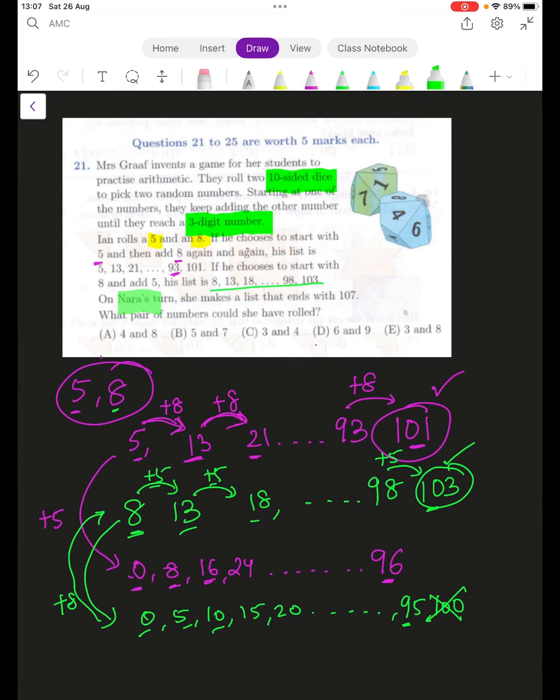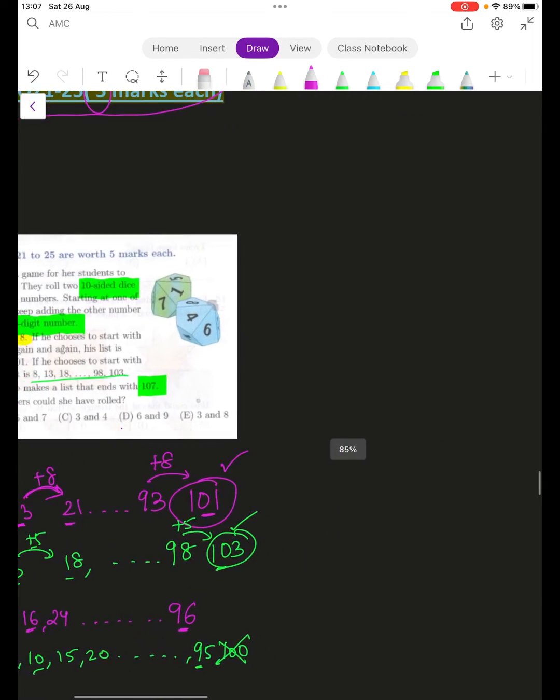Now, let's read the question. The question is, on Nara's turn, she makes a list that ends in 107. That is the only clue given to us, that the list will end on 107. Which pair of numbers could she have rolled? Now, let's work this out.